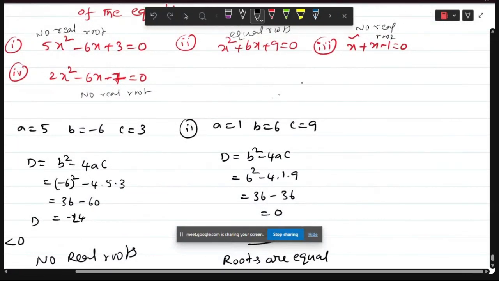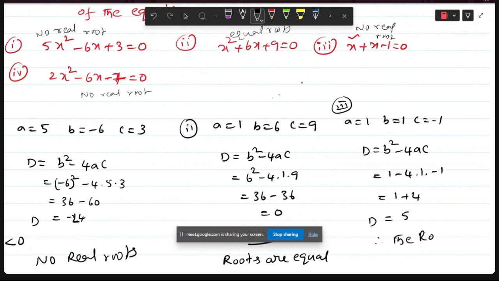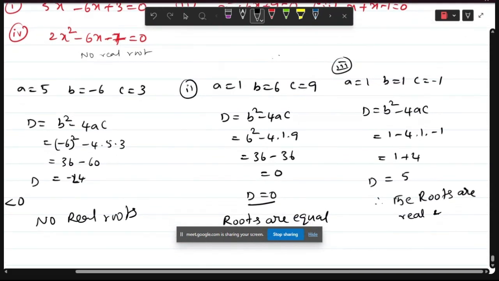Next, third one, sir. A value 1, B value 1, C value -1, third one. So D is equal to what? B square minus 4AC, 1 minus 4 into 1 into -1. So this is plus, I think wrong. Plus 4 is equal to 5. So D is positive. Therefore, the roots are real and distinct.